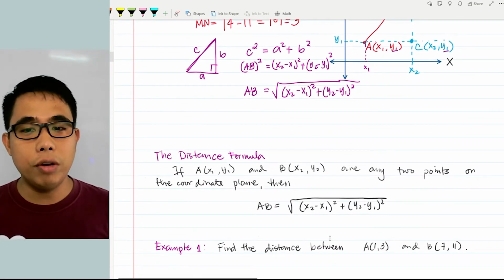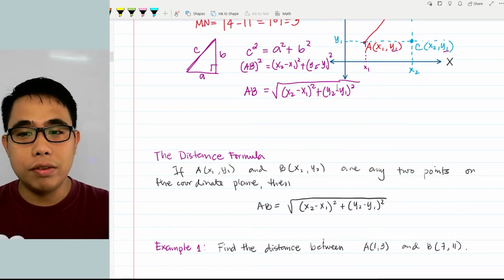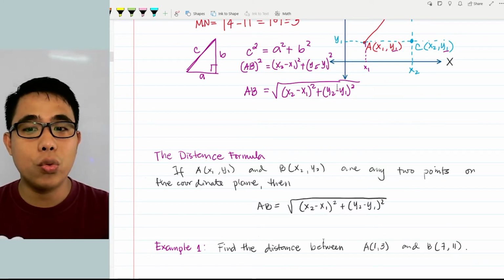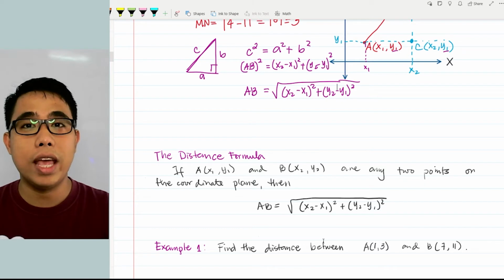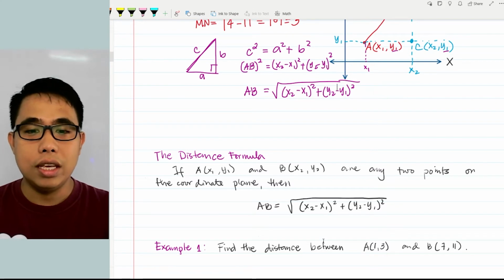So the distance formula is: if A with coordinates x sub 1, y sub 1, and point B with coordinates x sub 2, y sub 2 are any two points on the coordinate plane, then the length of AB is equal to the square root of x sub 2 minus x sub 1, the quantity squared, plus y sub 2 minus y sub 1, the quantity squared.